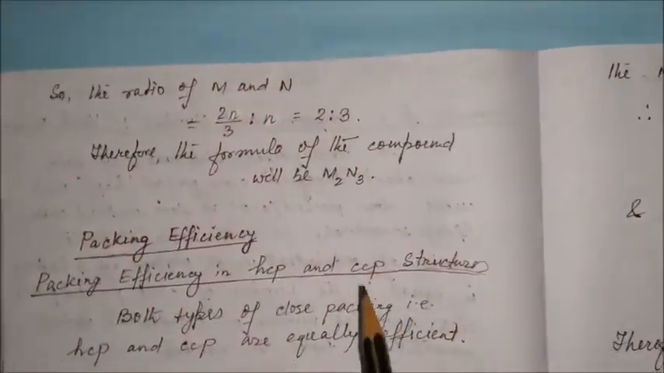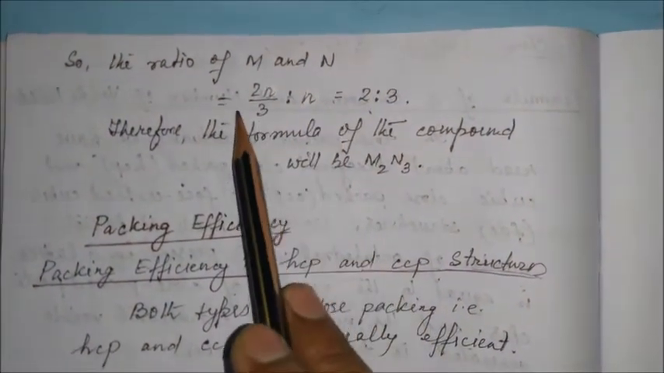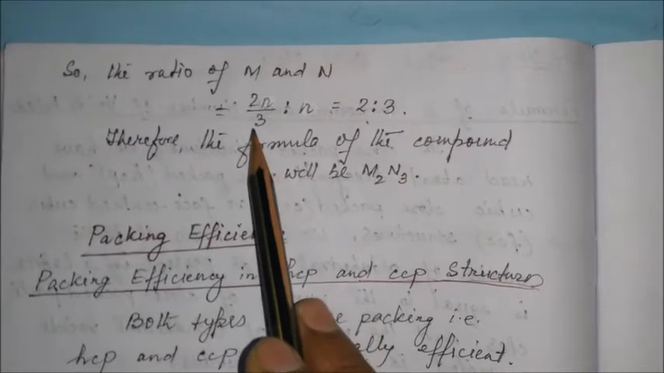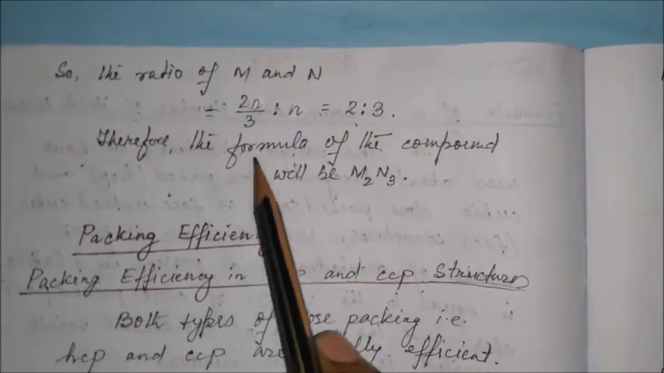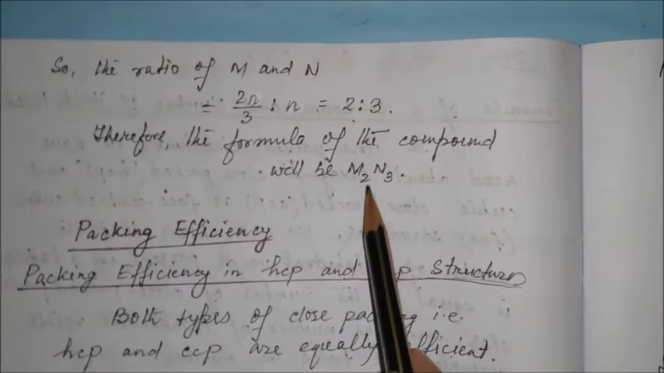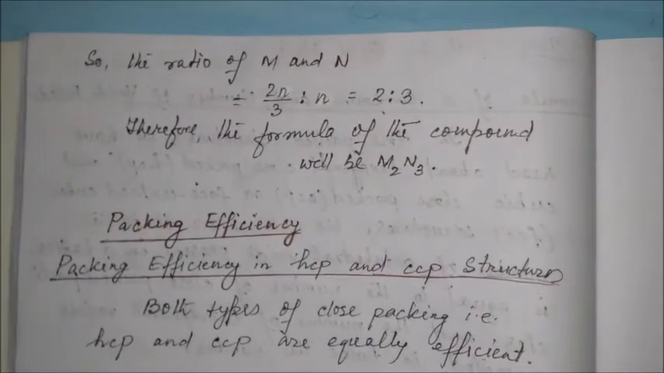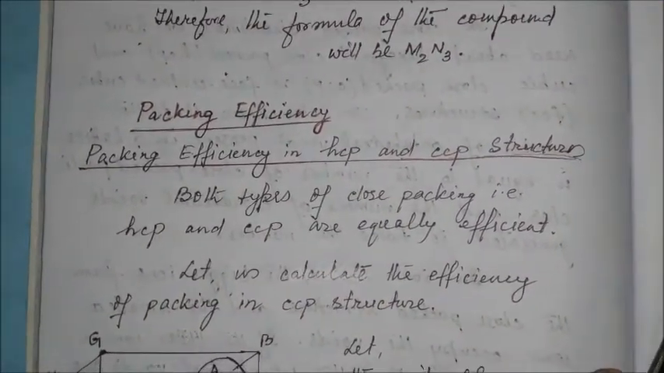So the ratio of the element M and N here is 2n by 3 is to n, and it comes to be 2 is to 3. Therefore the formula of the compound will be M2N3. Other examples or numerical problems are also there.